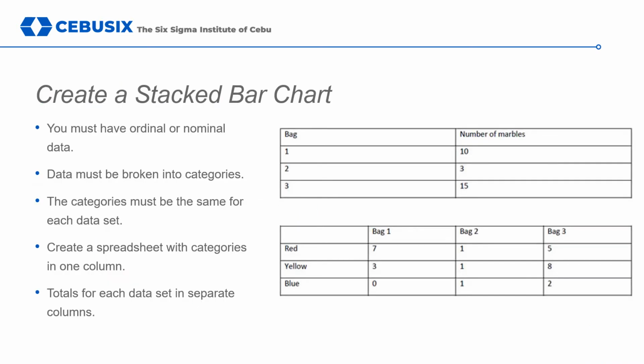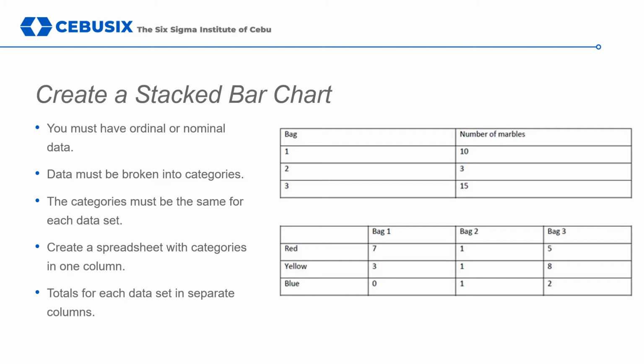In order to create a stacked bar chart, you must have ordinal or nominal data that is broken into categories. The categories must be the same for each data set, so that the total of the subcategory numbers equal the total of the main category.